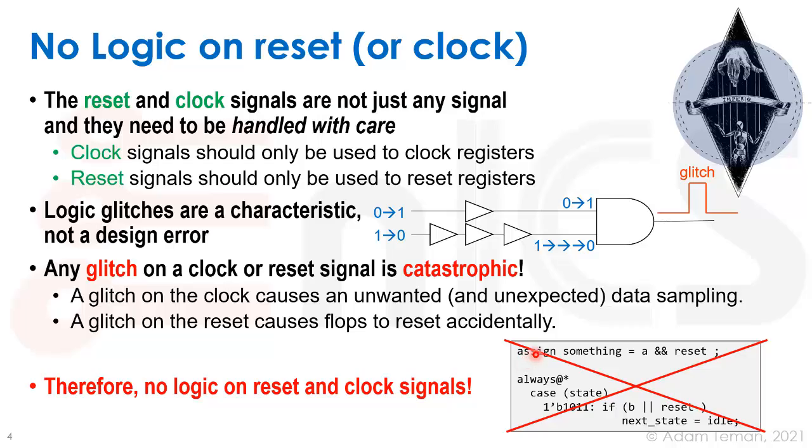In other words, if you write something like this, assign something equals A and reset, that's a no-no. Or always @*, case state, and we put reset over here on the right-hand side, that's a no-no. I'm not saying that these rules are never to be broken. Sometimes you're going to do it, but that's only when you're a more advanced coder and not at the beginning. In general, never put any logic on reset or clock signals, or never do any of the things that I say not to do in these next few slides.